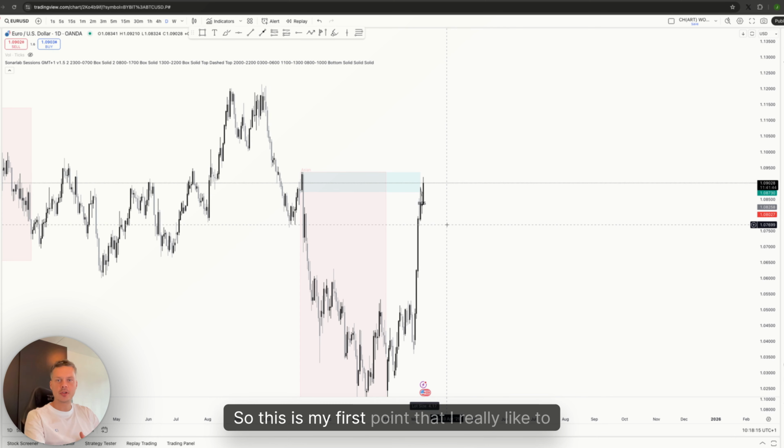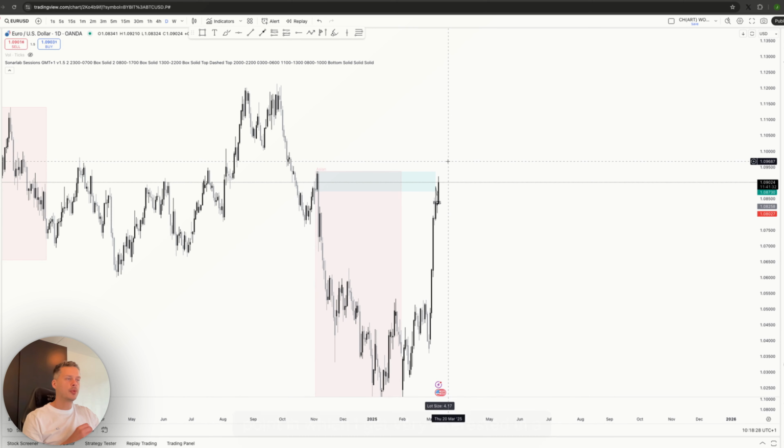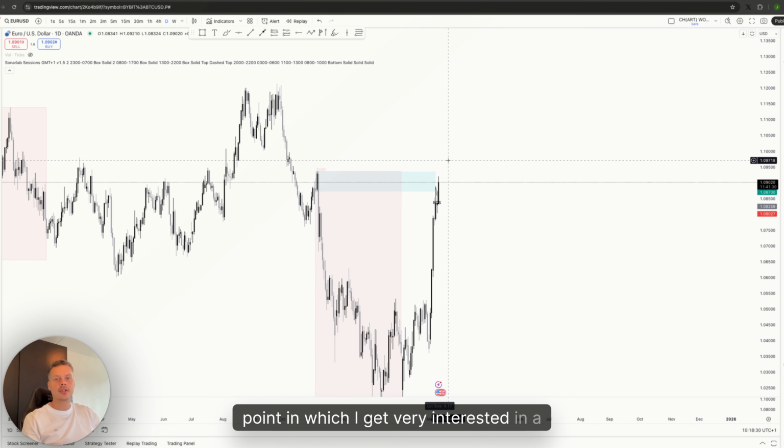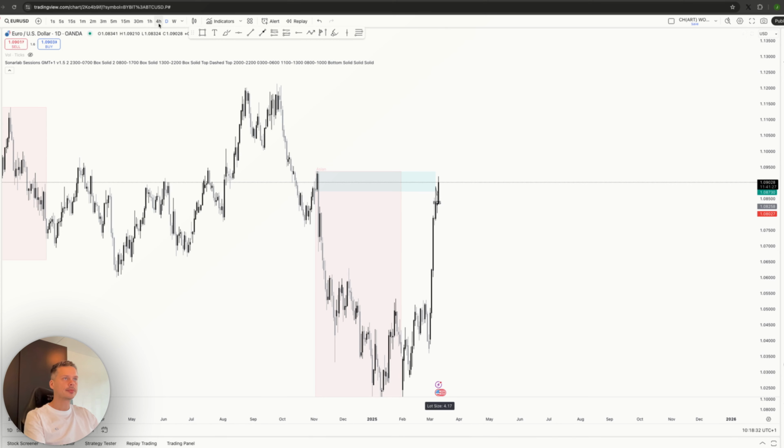So this is my first point that I really like to see. Price coming in a higher time frame area where sellers are looking to get into shorts. So that's already one confirmation for me and one point in which I get very interested in a potential setup.